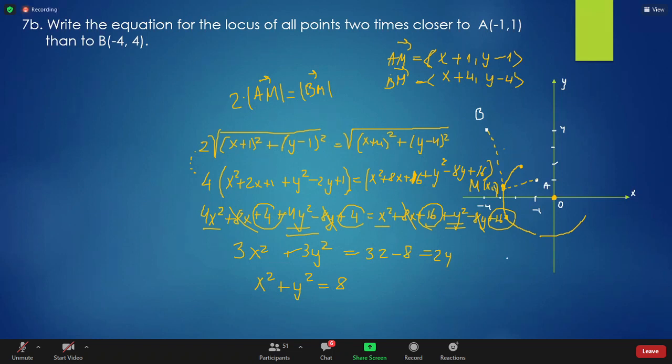This is something quite interesting. Points 2 times closer to point A than to point B. It's a circle. So one might wonder what other kinds of equations of this kind would give us a circle, or maybe some other curves.